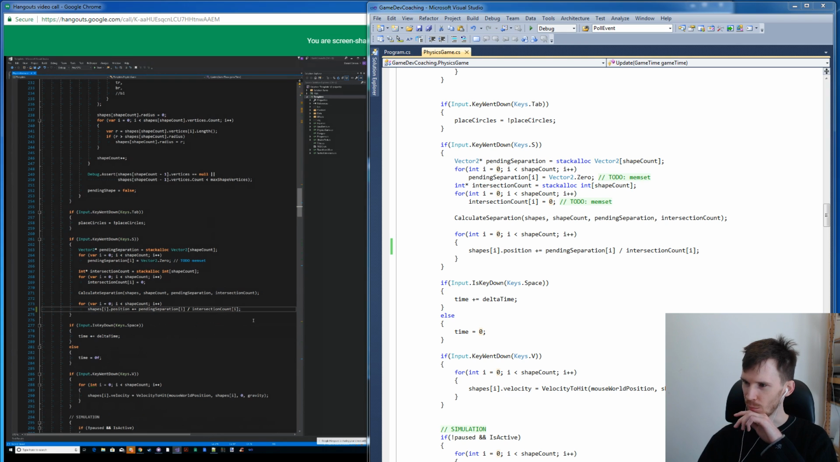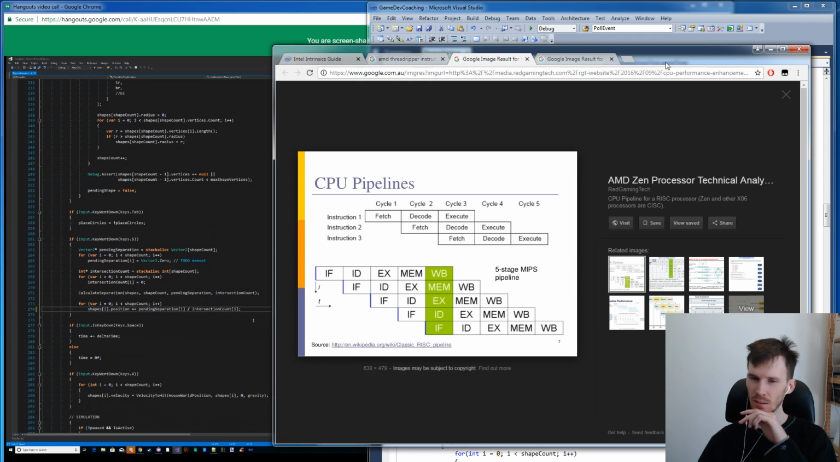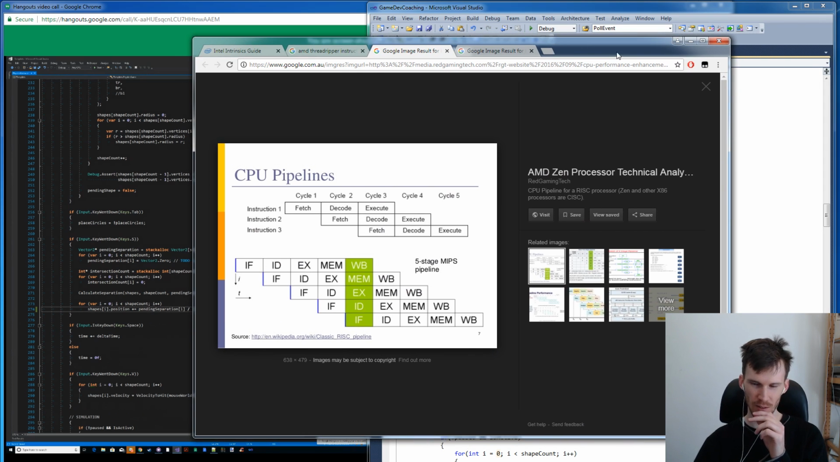Sorry, I'm just over here on my other monitor looking for a picture. These are not the pictures I was looking for, but they're rough approximations of them. Okay, that'll do. All right, so this was the diagram I was looking at.